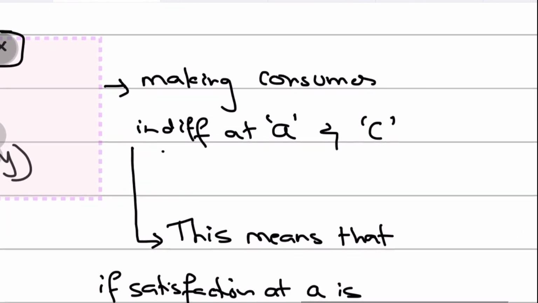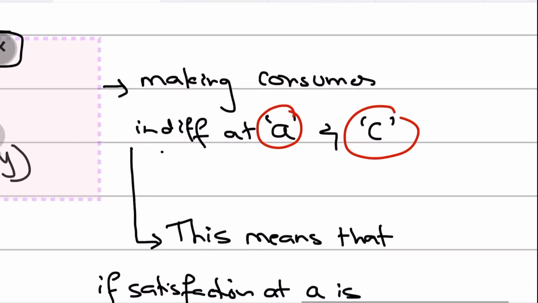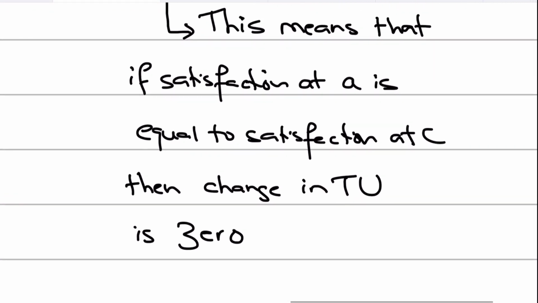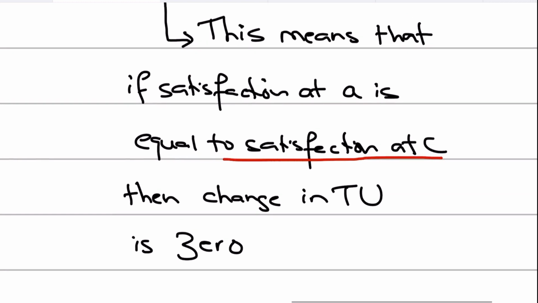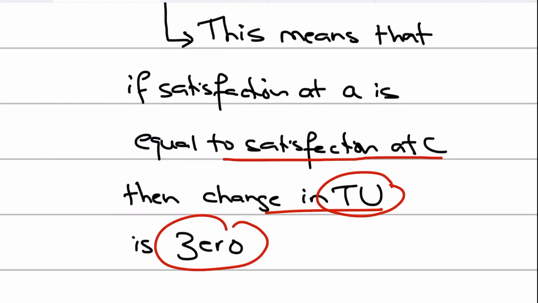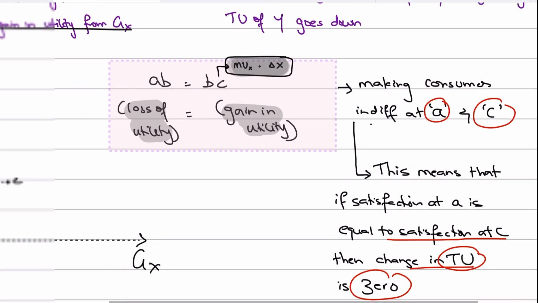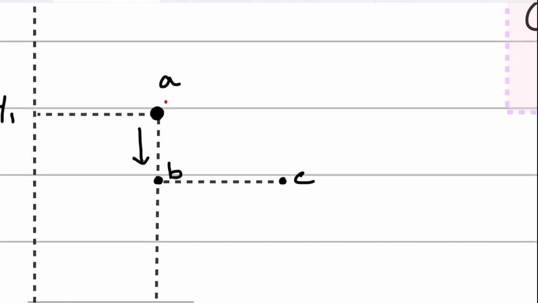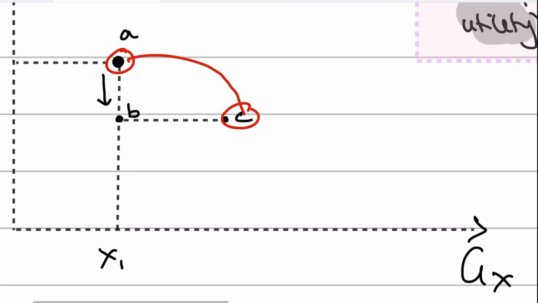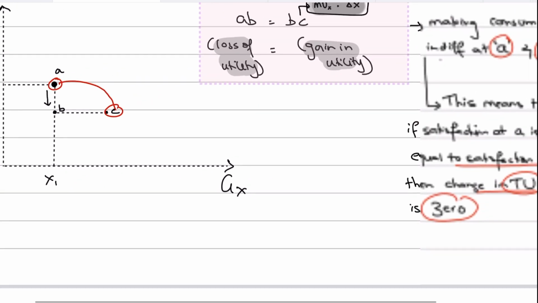Because the consumer has to be indifferent between A and C, if the satisfaction at A is equal to the satisfaction at C, then the change in total utility is zero. So if the consumer moves from A to C and I ask what the change in total utility is, your answer must be zero. Why is it zero? Because the consumer is indifferent. Whatever satisfaction he was receiving at A, he's receiving the same satisfaction at C. So there's no change in total utility, right?